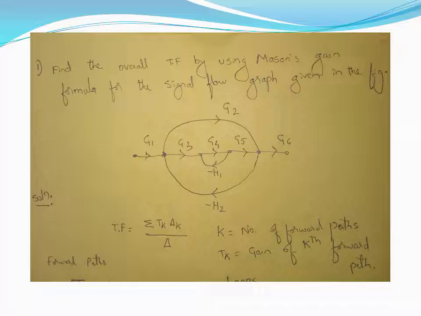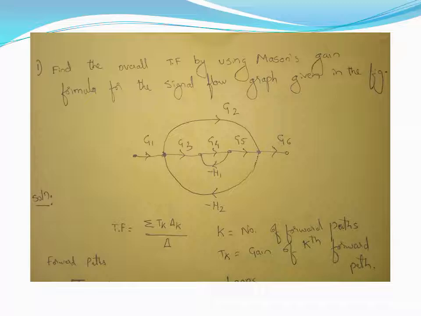So here we can name it loop L1. We can take it as starting from the third node, going to the fourth node and coming back to the third node, that is G4 into minus H1. It becomes minus G4 H1. And there is one more loop which starts from the second node, goes to third, fourth, fifth and comes back to the second. So it becomes G3, G4, G5 into minus H2, that is minus G3 G4 G5 H2. That is the second loop.